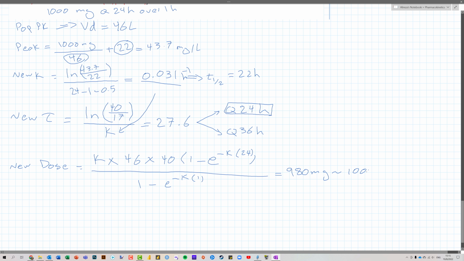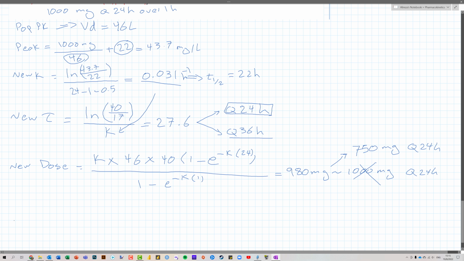Which you can round to 1000 milligram. But this is where you would stop, because 1000 milligram every 24 hours is exactly what this patient had, and it resulted in a toxic trough. So you do not want to use 1000 milligram. Now another option would be to use 750 milligram and see if that works. This would be every 24 hours. But I'm also going to explore every 36 hours.